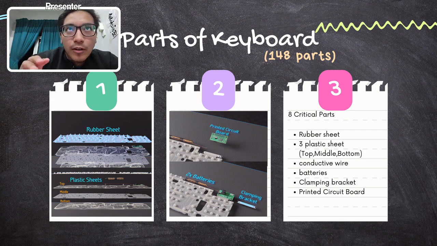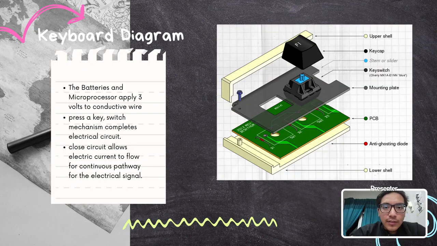So the printed circuit board, also known as PCB, is where we save the coding for the keyboard. And the clamping bracket is where we clamp the PCB to the keyboard so that the PCB will not be thrown away and will be safe inside the keyboard. So we move to the next slide. Okay, so this slide shows the keyboard diagram.